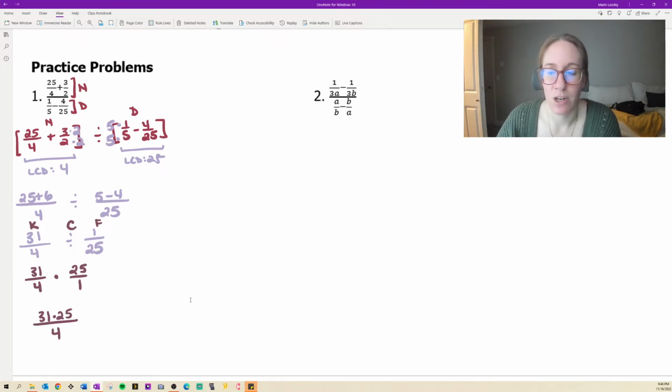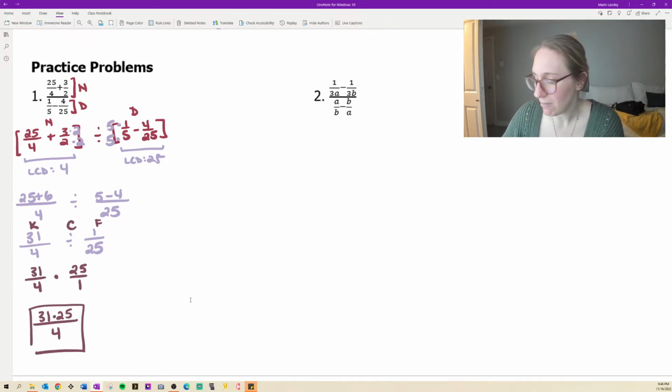Now I don't have a calculator, so I don't know what 31 times 25 is. Hopefully you have a calculator. I'm just going to leave it like this because I don't know what that is, and I don't have a calculator. Cool, moving on to the second one.